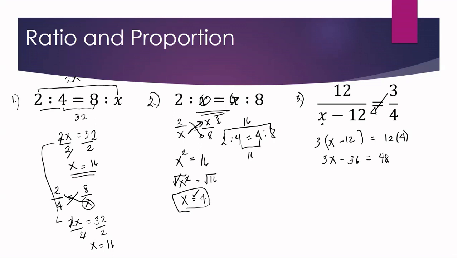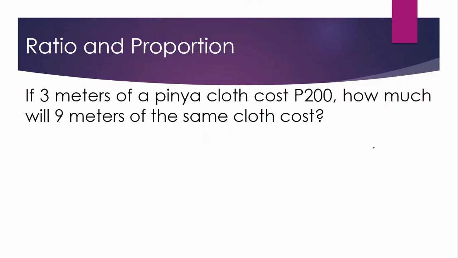Using APE, we have 3x equals 48 plus 36. Let us get the sum. 48 plus 36 is equal to 84. Then to solve for x, divide both sides by 3. Cancel this out. So x is equal to 84 divided by 3, which is actually 28. So the value of x is 28. I hope you get it.